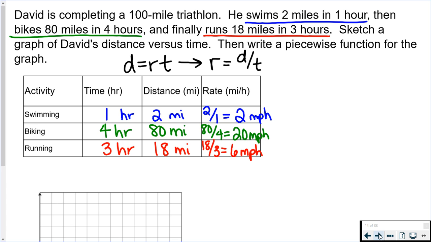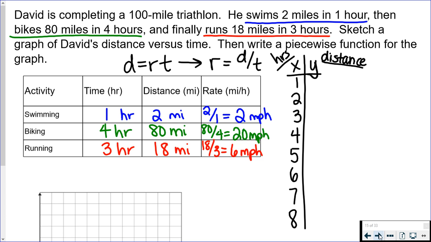So what I like to do with these word problems with piecewise functions is fill out an XY chart. I really like to do that first. Now that I have my rate, it'll be a little easier to do that. So in my XY chart, X is going to represent hours and Y is representing distance.